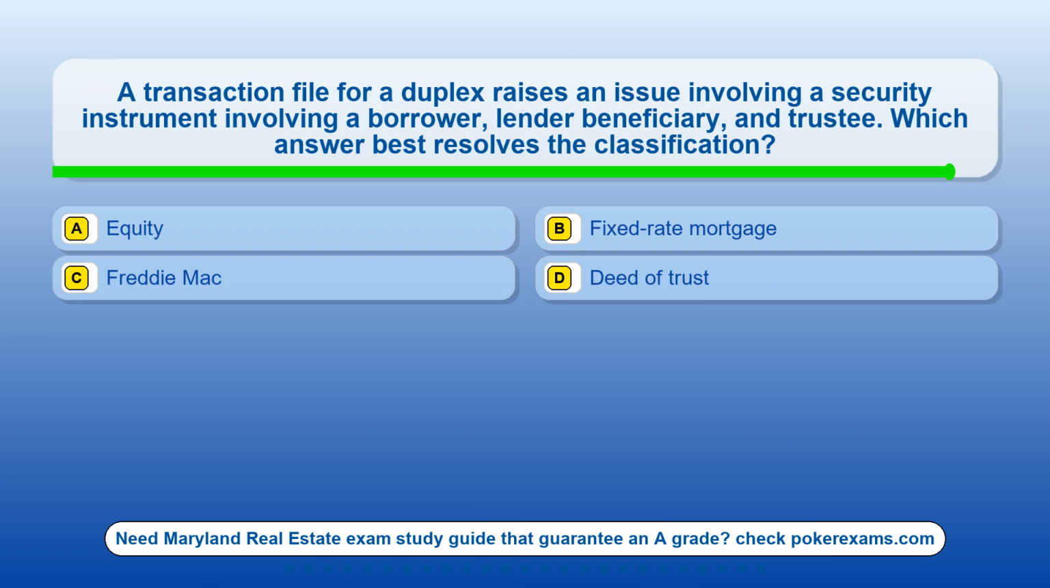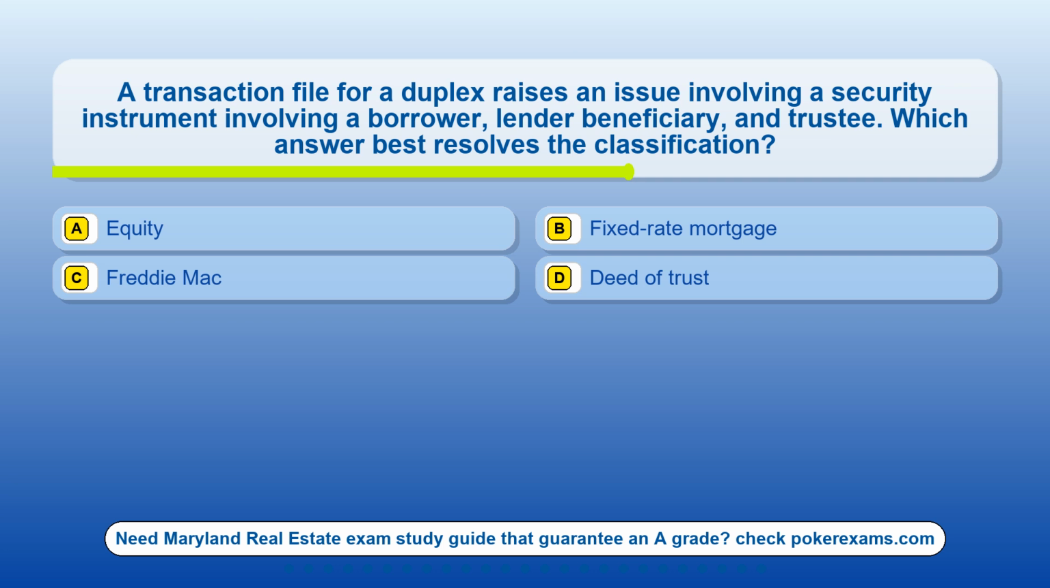Question 17. A transaction file for a duplex raises an issue involving a security instrument involving a borrower, lender beneficiary, and trustee. Which answer best resolves the classification? Option A, equity. Option B, fixed-rate mortgage. Option C, Freddie Mac. Option D, deed of trust.